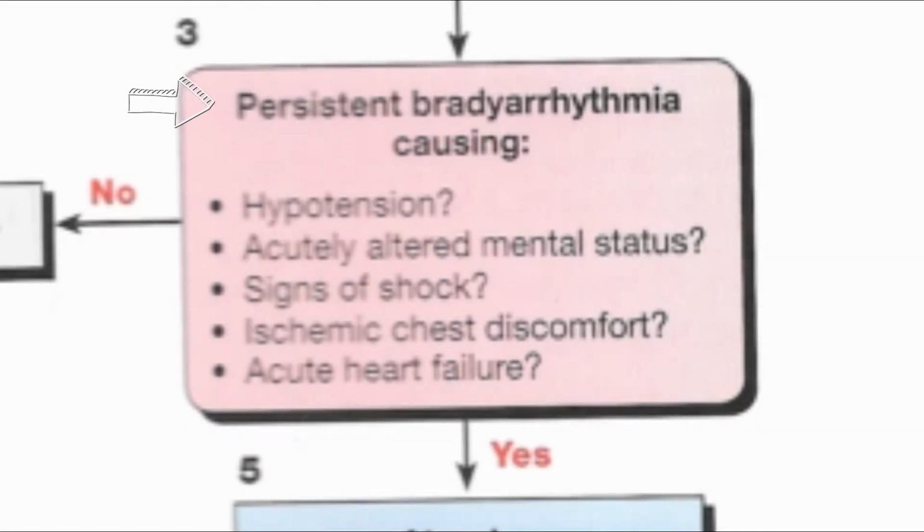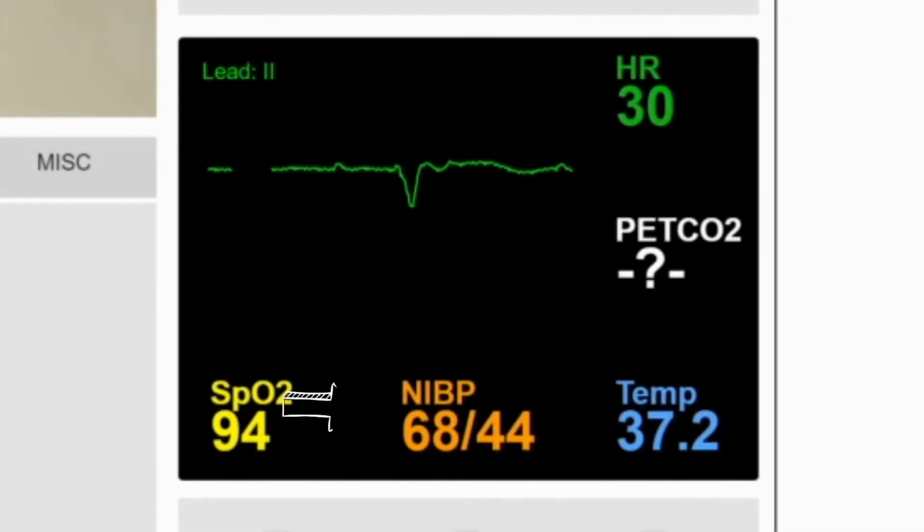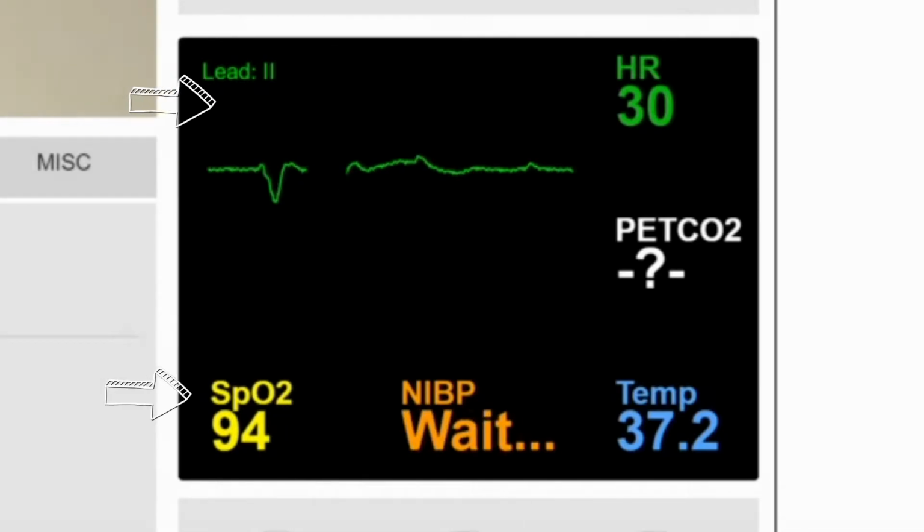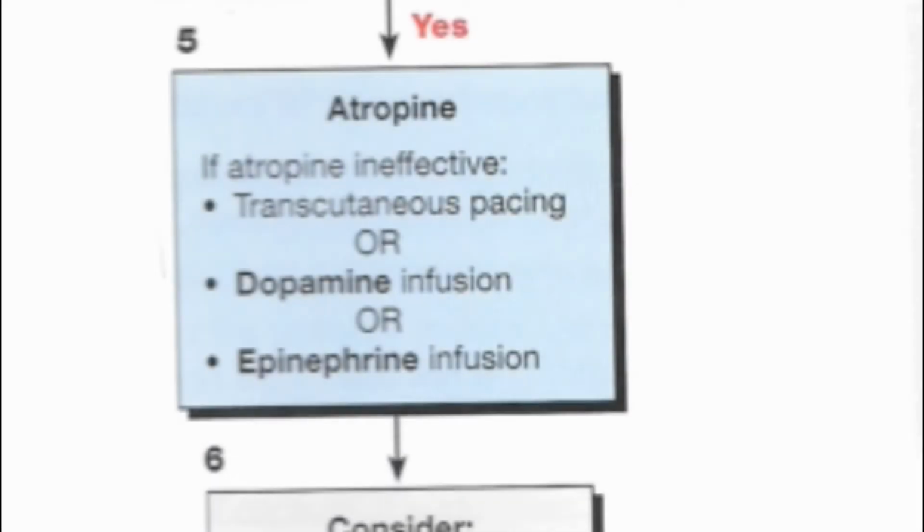Step 3 wants us to determine if this is a persistent bradyarrhythmia with signs of hypotension, altered mental status, shock, chest discomfort, or acute heart failure. Looking back at our vital signs, we can see that this patient is hypotensive and has signs of shock. Mr. Devi is not exhibiting altered mental status or reporting chest discomfort currently. As such, we will go to step 5 and prepare to administer atropine IV push. Please note that if atropine is ineffective, we will need to start transcutaneous pacing.